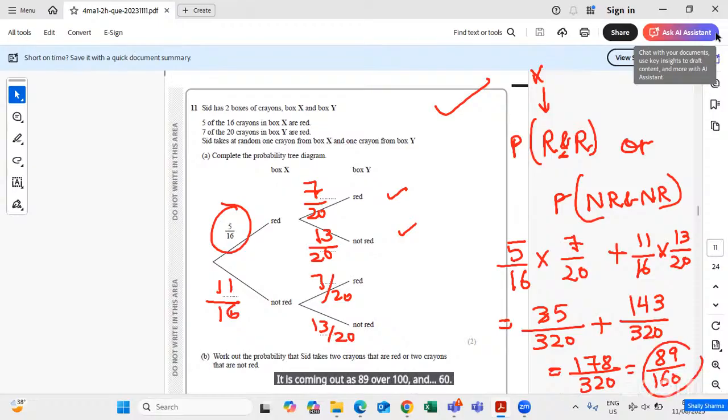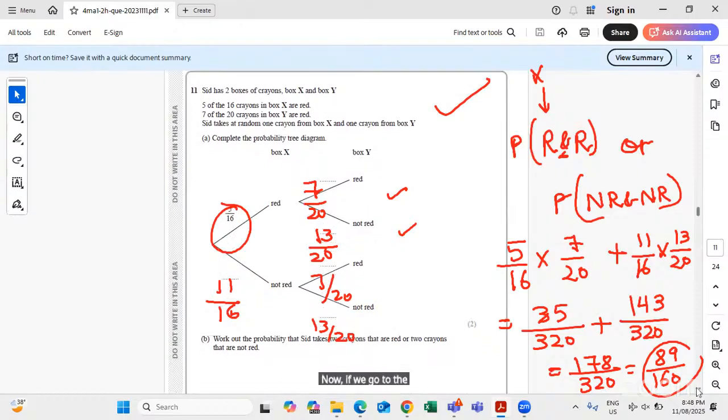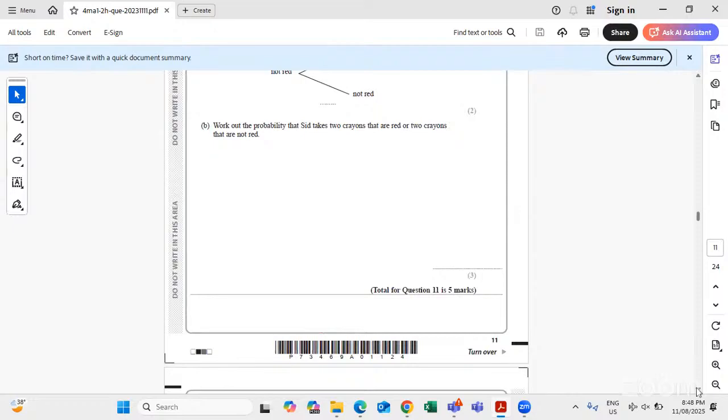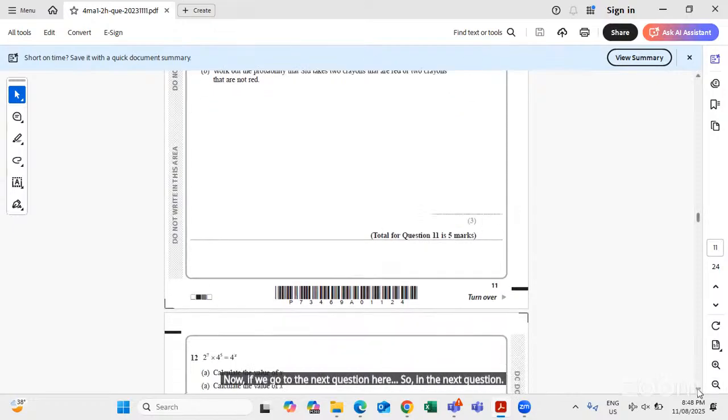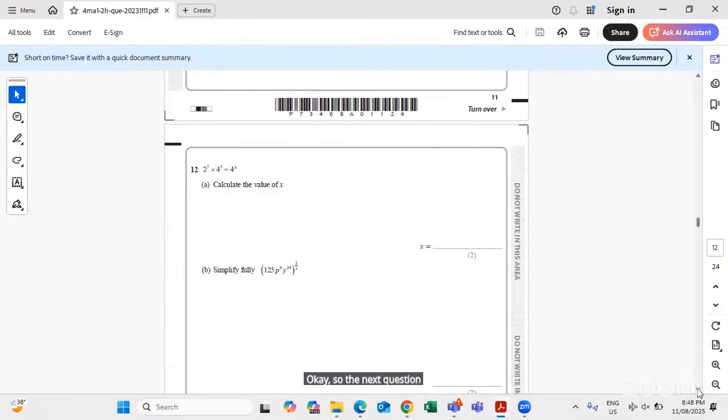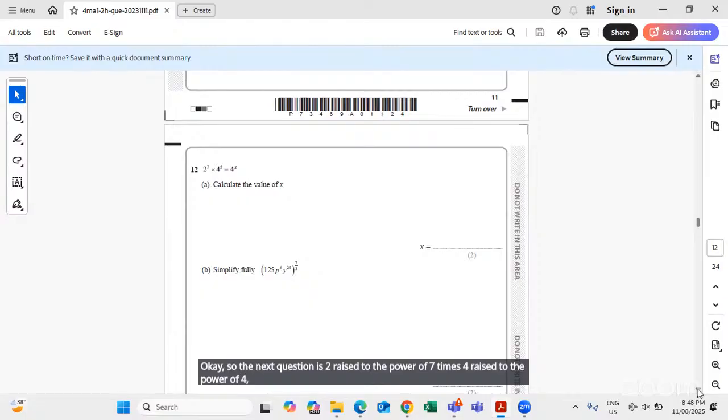That completes this question. Now, let's go to the next question and see what it is all about. The next question is: 2 raised to the power of 7 times 4 raised to the power of 5 is equal to 4 raised to the power of x, and calculate x.